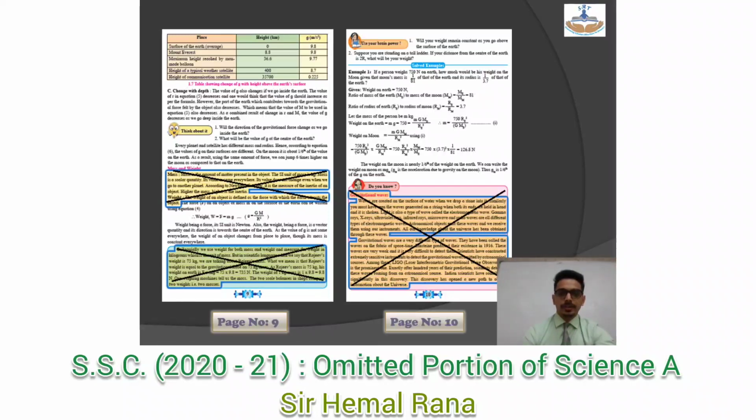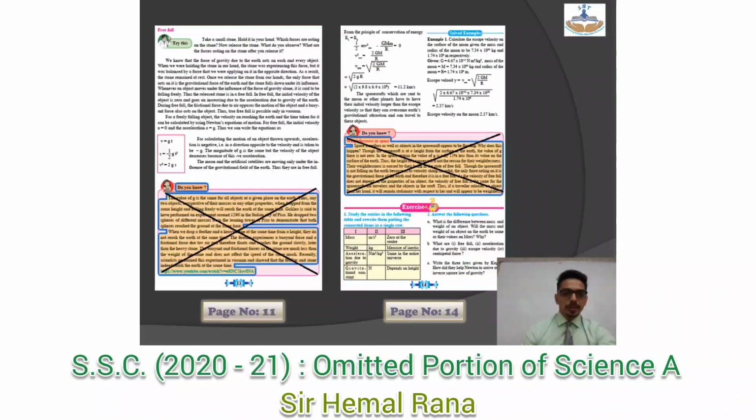Come to page number 10. On page number 10, the entire Do You Know concept is not there. So please remove that part. Coming to page number 11, you do not have Do You Know. So remove that part of Do You Know. On page number 14, again you have one Do You Know paragraph. That paragraph has been omitted.